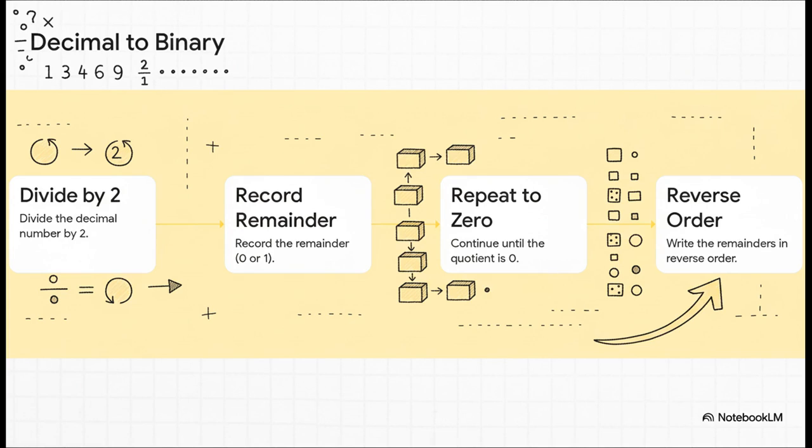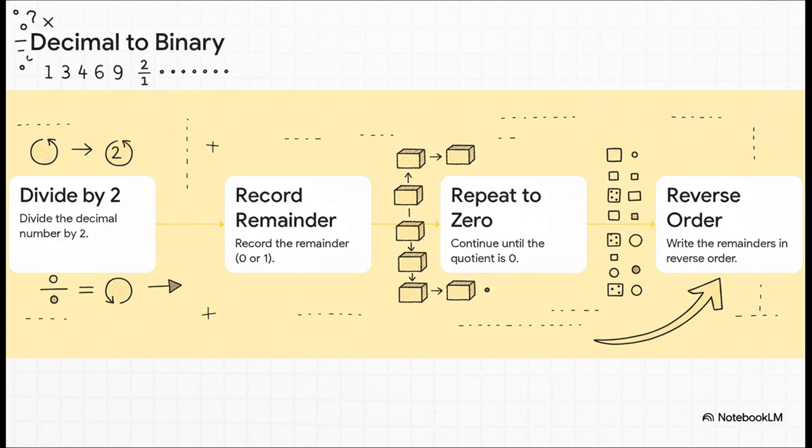You just take a number, let's say the number 6. You divide it by 2. What do you get? You get 3 with a remainder of 0. So you write down that 0. Now you take the 3 and divide that by 2. You get 1 with a remainder of 1. Write that down. Last step, take the 1, divide it by 2. You get 0 with a remainder of 1. As soon as you hit 0 for the quotient, you stop.